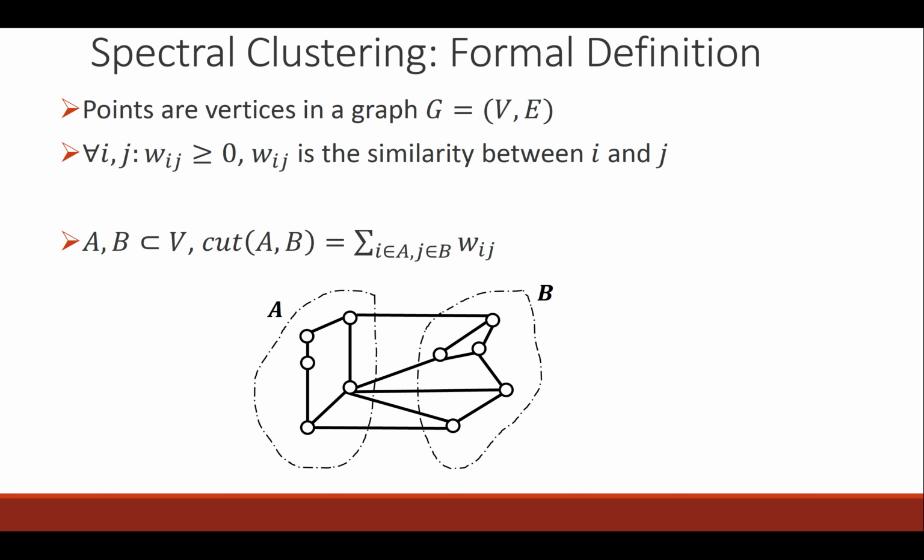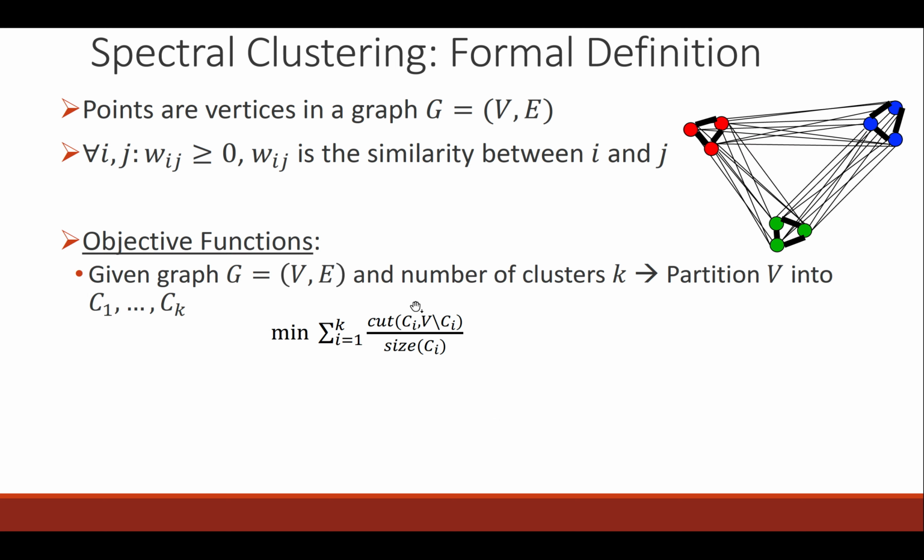So let's be more precise. Let's say that we have the following graph with the subgraph A on the left and the subgraph B on the right. The cut between A and B is the sum of the weights of the edges connecting A and B. So if we wanted to calculate the cut between A and B, then we would simply sum the weights along the edges which connect A and B, and that's basically the sum of the weights of the blue edges shown.